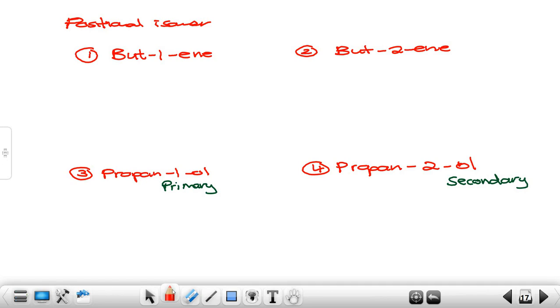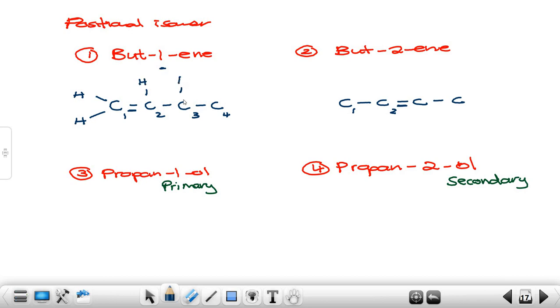So but-1-ene, let me also change the color for the drawings. It will be 4 carbons, 1, 2, 3, 4. The 1 means that there's a double bond on carbon number 1. It doesn't matter which side you start counting. 1, 2, so there's a double bond there. Then each carbon must have 4 bonds, so we're filling it up. This one has 1, 2, 3, so it only needs 1 more. Here it needs 2 more. And here it needs 3.